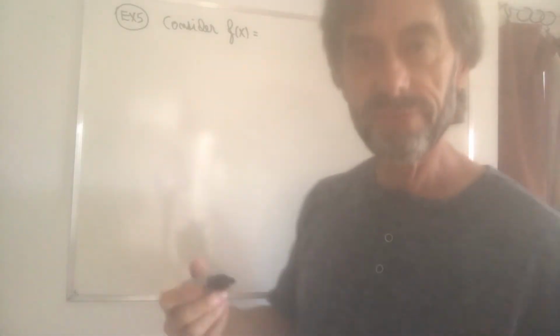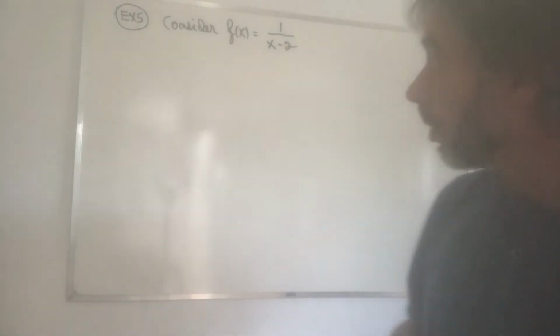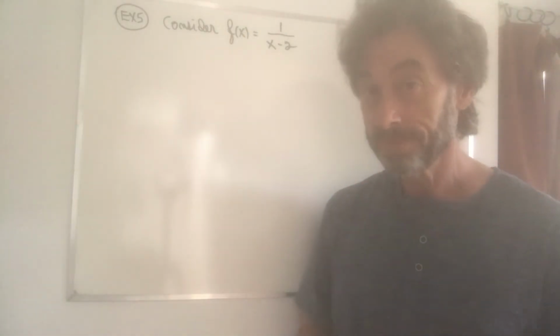All right, so example 5. Example 5. This time, consider f of x equals, what could we take? Something that we encounter in calculus very, very much. A rational function sounds like a good idea: 1 over x minus 2.